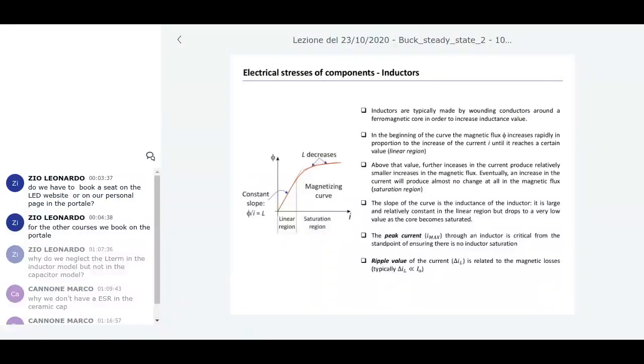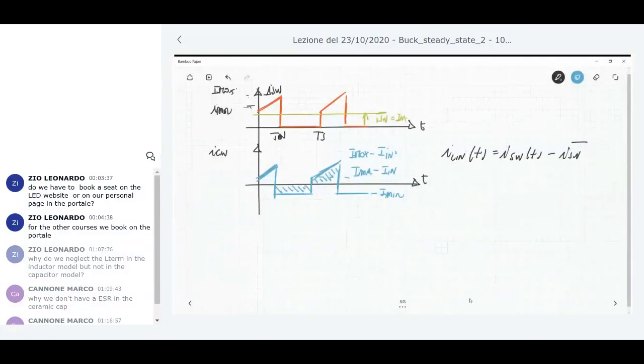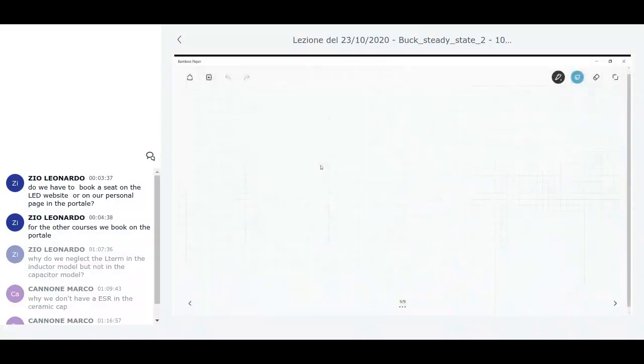Again, I have to share the whiteboard. Okay, so let's start with the inductor.